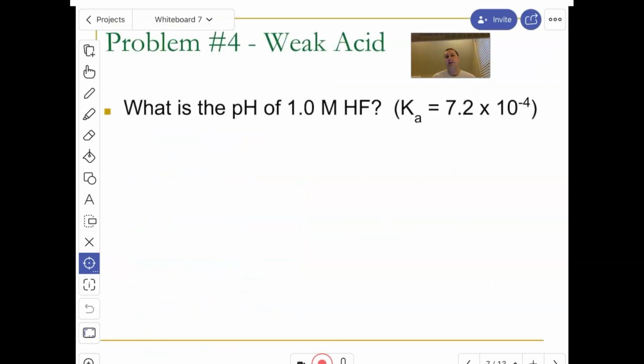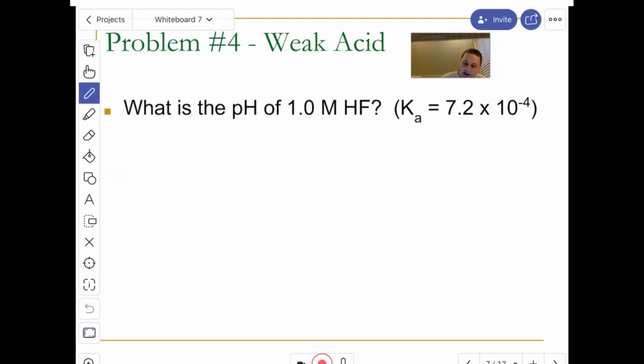Okay, now things are going to get a little bit more interesting for solving, because now we're moving to weak acids. So 1 molar HF is not the same thing as 1 molar H+. If it was, this would be very simple. I'd do negative log base 10 of 1 and I'd be done. Unfortunately, weak acids take a little bit more than that. So here's what we have to do.